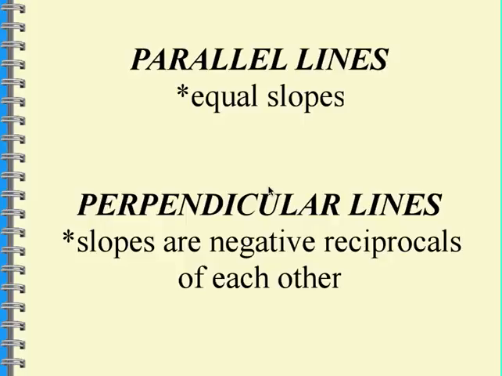Things you need to get down is the relationship between the slopes of these. Parallel lines have the same slope. They're equal. Okay? Perpendicular lines, the slopes are negative reciprocals of each other. So what does that mean? That means if I had 1/3, the negative reciprocal of that would be -3.